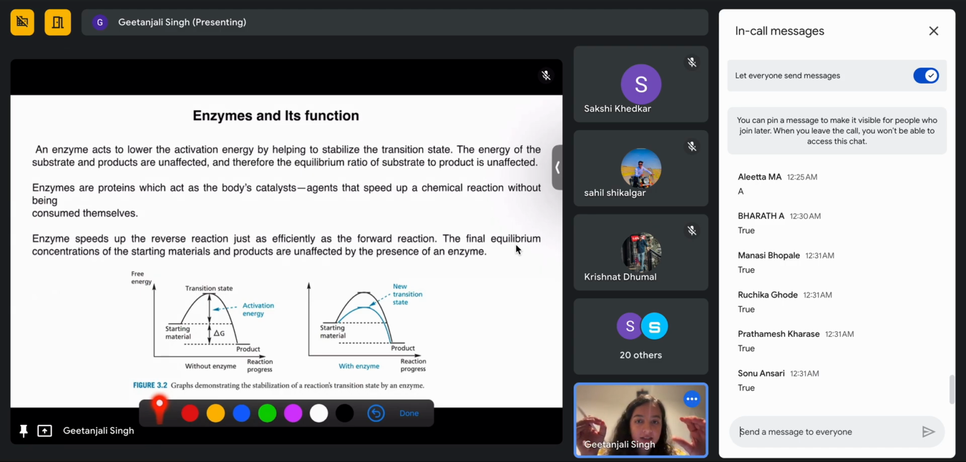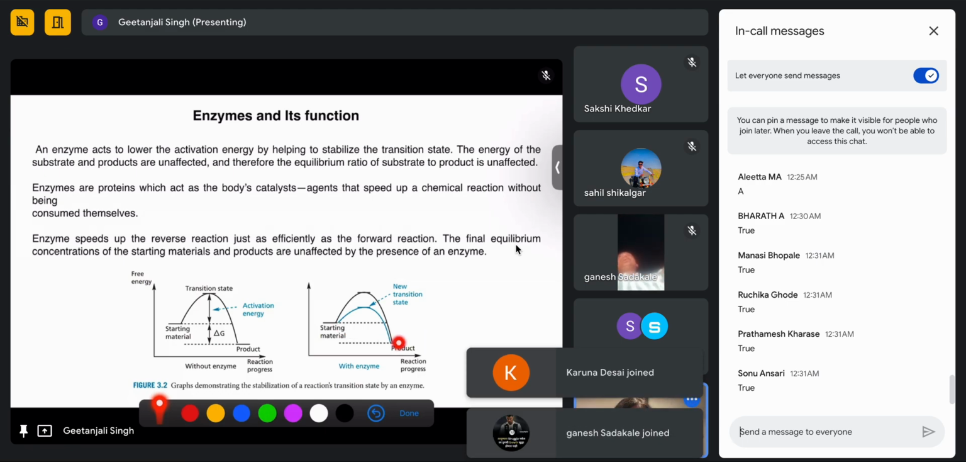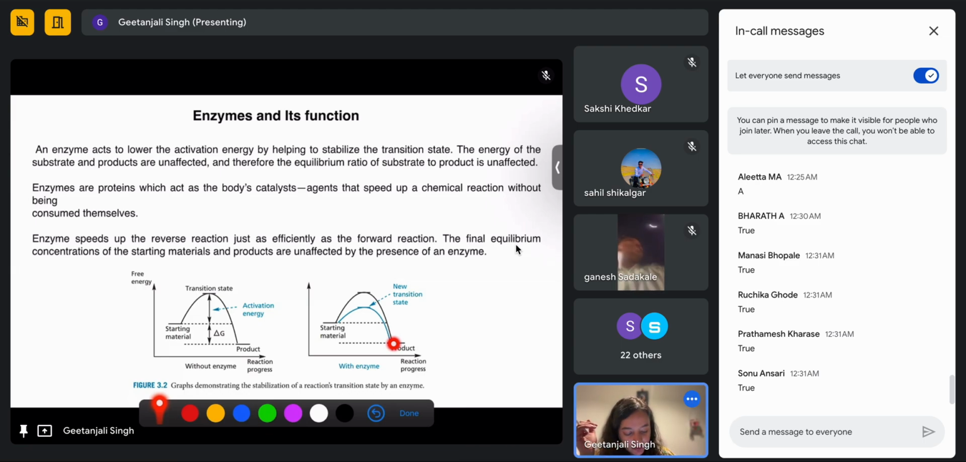Enzyme works on it. Enzyme basically lowers the activation energy by stabilizing the transition state, and once it's stabilized, you can see there's an alternate pathway for the starting material to reach the product. Hence, by lowering the activation energy, enzyme catalyzes the reaction.